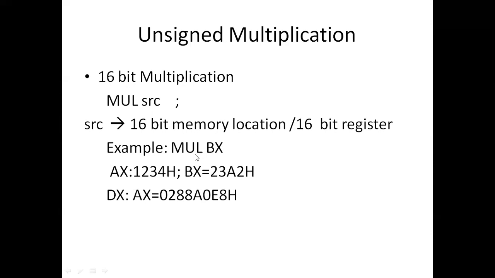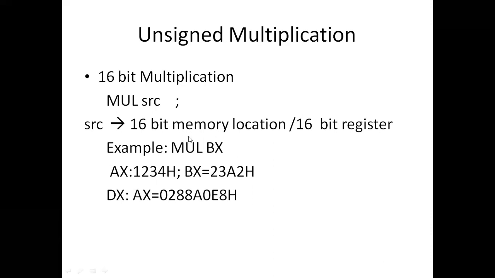Now take an example, MUL BX. Assume that AX is 1234H and BX is 2382H. When I execute MUL BX, both the data are multiplied, but the product here is a 32-bit number. But we know that in 8086 all the registers are 16-bit, so we don't have a 32-bit register to hold the 32-bit data. In that case, DX is concatenated with AX, and you will get the 32-bit number.